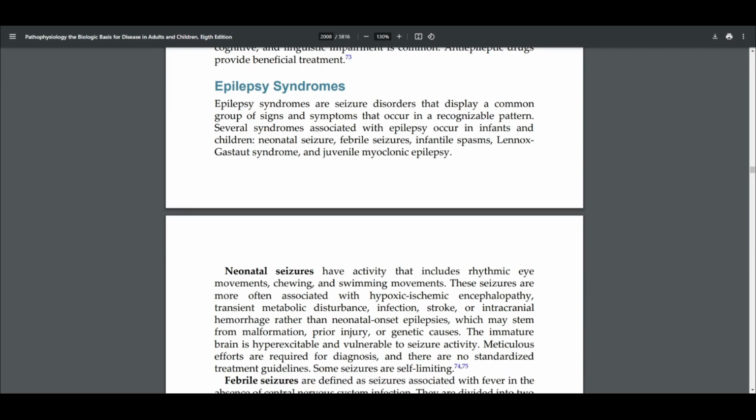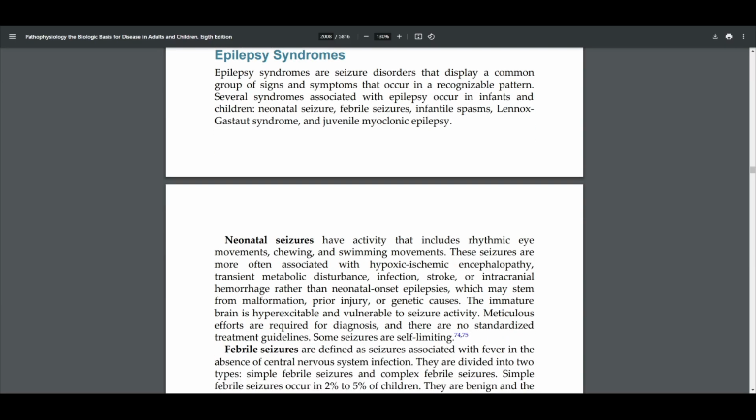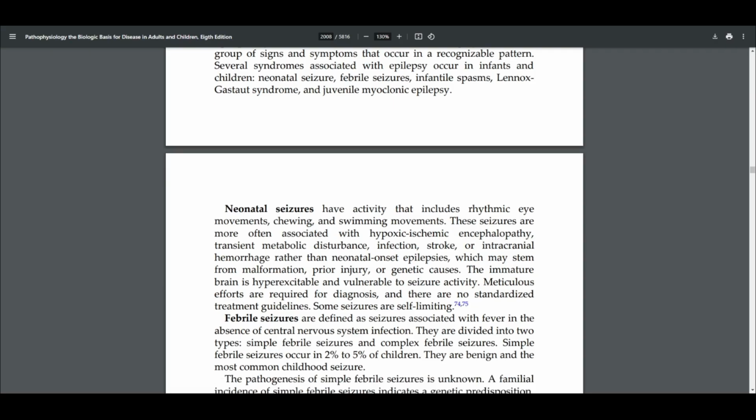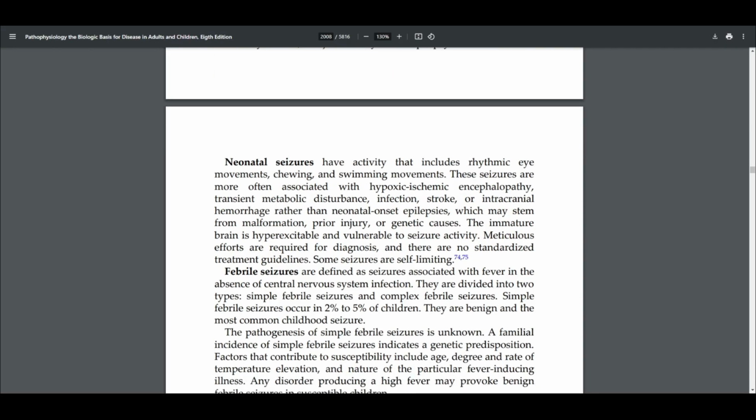Epilepsy syndromes. Epilepsy syndromes are seizure disorders that display a common group of signs and symptoms that occur in a recognizable pattern. Several syndromes associated with epilepsy occur in infants and children: neonatal seizure, febrile seizure, infantile spasm, the Lennox-Gastaut syndrome, and juvenile myoclonic epilepsy.